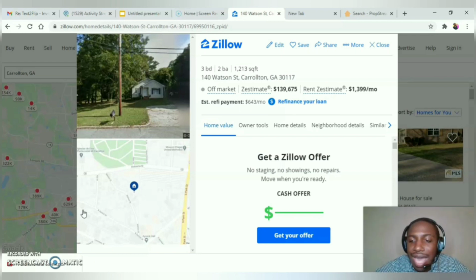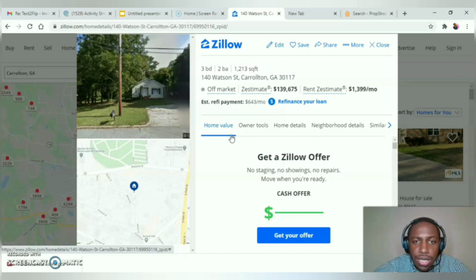Because remember, you got to be able to sell that contract, right? So we're looking at 140 Washington Street in Carrollton, Georgia. And the key thing when you're looking at these properties and trying to determine the ARV is look at the bedrooms, look at the bathrooms, look at the square footage. You need to make sure you remember those.